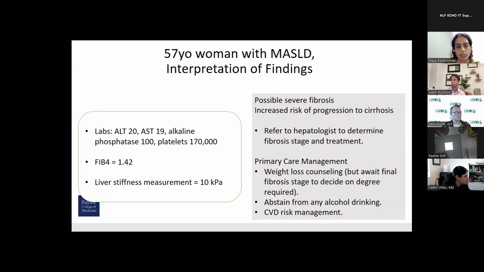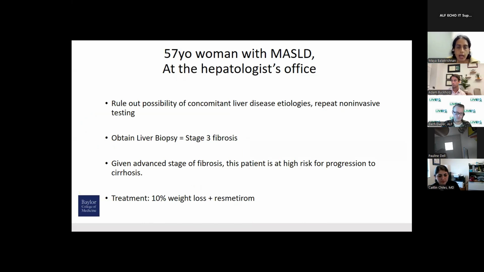Meanwhile, there are things you can do in the primary care clinic. You should definitely counsel a patient to lose weight, start working with them on their diet, calorie restrictions, and change the quality of what they're eating. Start counseling them on increasing their physical activity, and encourage her to abstain from any alcohol drinking because we're not sure how much fibrosis she has at this point. She also needs the standard cardiovascular disease assessment and management.